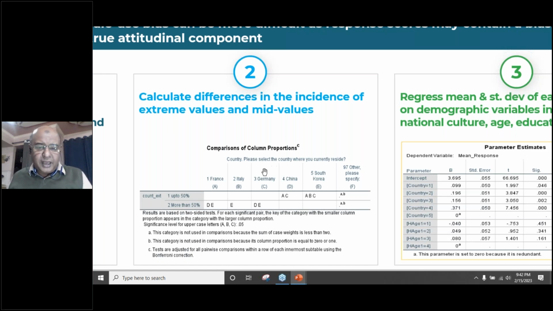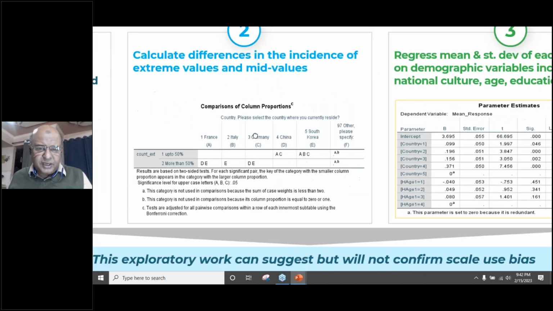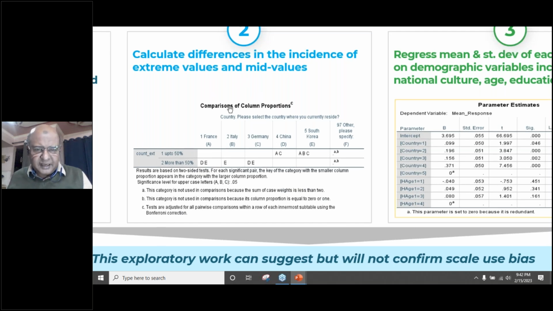Now here we are looking at extreme response bias, and this is from a study that we did in 5 countries. We looked at what proportion of respondents give extreme scores more than 50% of the time, that is, more than 50% of 48 questions, and what proportion gives extreme scores of 1 and 7, this was a 7-point scale, less than 50% of the time.